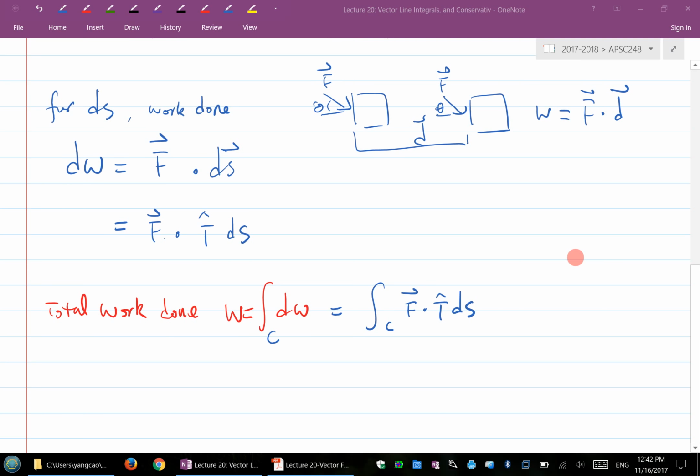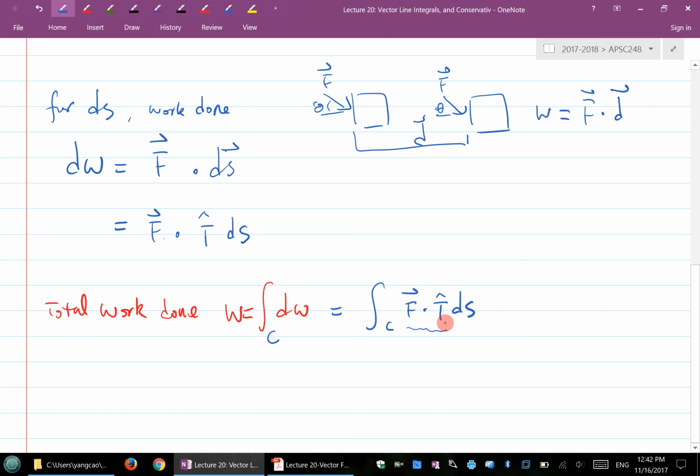Is that good? I want you to take a second look at this result here. What's in between here? It's F dot t hat, isn't it? Now, if you recall from the first lecture, or maybe the second lecture, what's the meaning when you have a vector dot a unit vector?